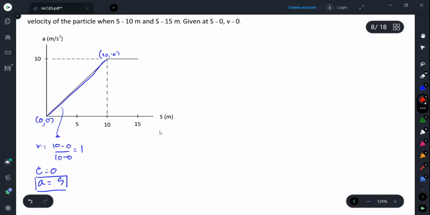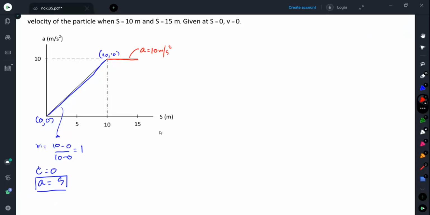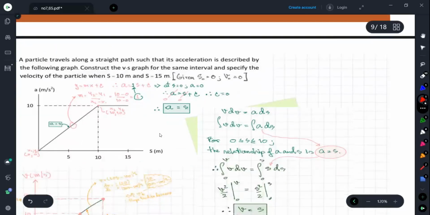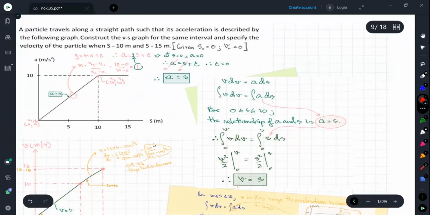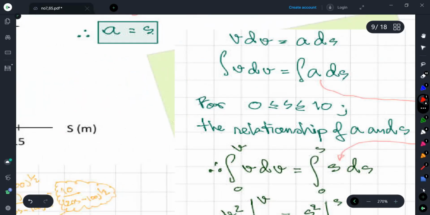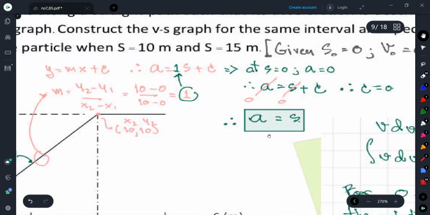And for the second one, from the graph, it is constant. For this case, A is just equal to 10 meters per second squared. So according to this, we are working with each period. For the first part, we know that A equals S.